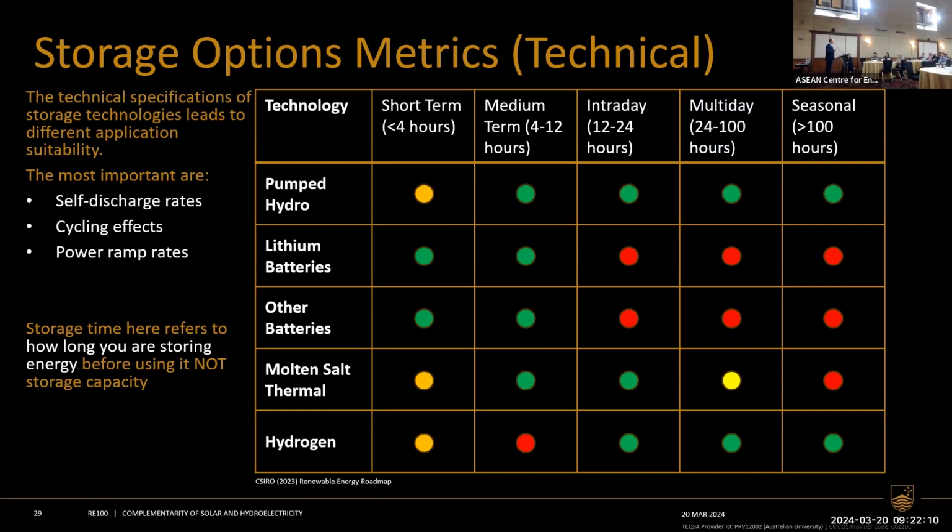Then there are cycling effects. You cycle lithium batteries, you charge them and discharge them, and they wear over time. They lose energy capacity. And ramp rates: as I said, lithium batteries ramp very fast, while pumped hydro ramps slower. All of those things inform what application your storage technology is good for. And just to reiterate, we're talking about how long you are storing the energy before using it, not how long you can run your storage for.